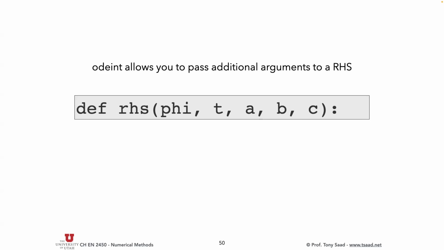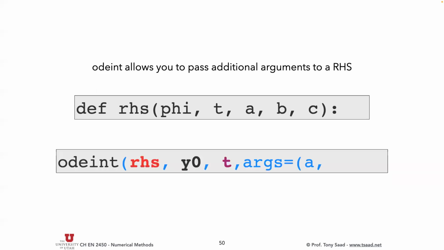It requires that the first 2 arguments on the right-hand side are the dependent variable and the independent variable, phi and t. Now, suppose your right-hand side depends on 3 other parameters or 50 other parameters like T infinity, H, mass, length, radius, whatever. You declare your right-hand side function as phi t, and then just append all the arguments that you need right next to it.